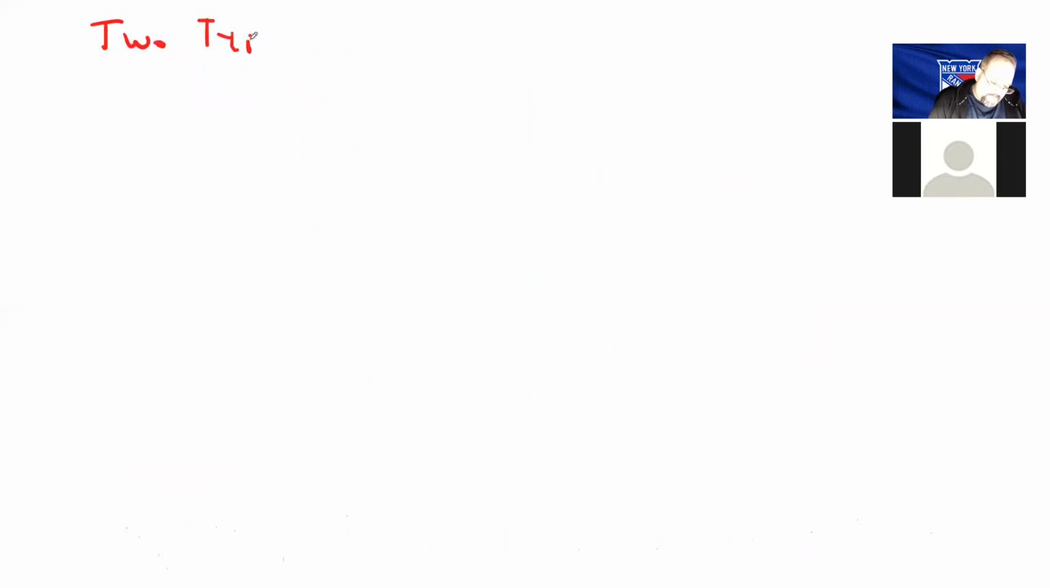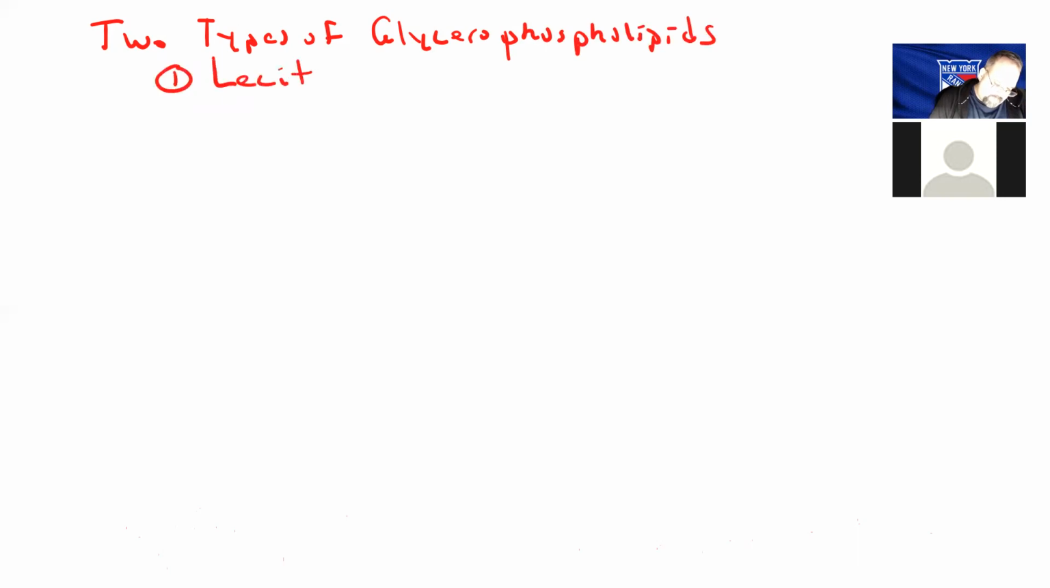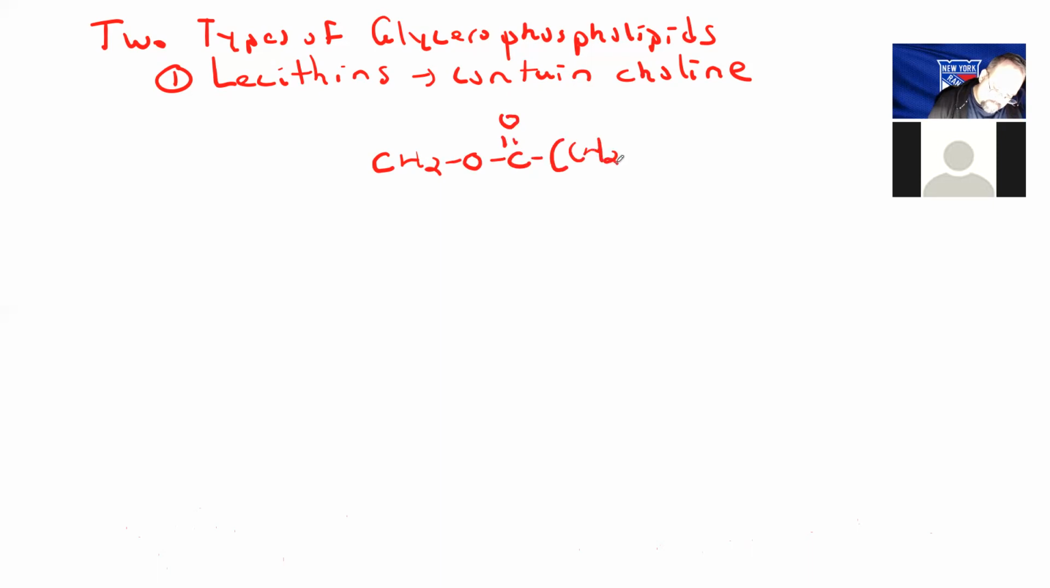So what are the two types of glycerophospholipids? The first type are what are known as lecithins. What defines a glycerophospholipid as a lecithin? They contain choline as the amino alcohol component. So let me give you an example. And I'm going to draw it a little bit more like how the textbook has it. And you'll see what I mean in a moment.